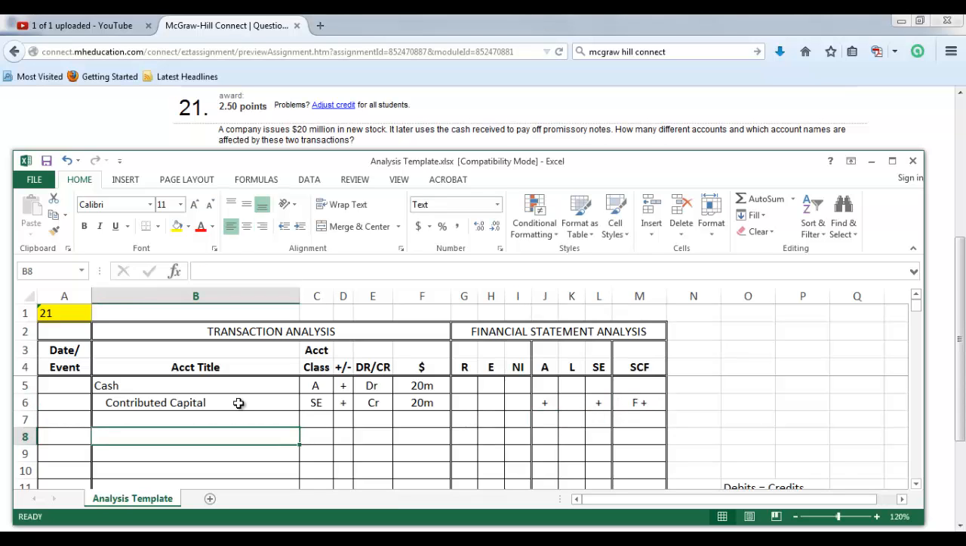It also said we later used that cash to pay off promissory notes. So now we're reducing our liability to whomever we owed this money to, right? Promissory notes, just a loan agreement basically. So we'll go ahead and call that notes payable. It says we're paying off $20 million in promissory notes. So notes payable is liability, right? It's an amount we owe to someone else. We're decreasing that account with a debit because we're paying it off, and that's the same 20 million.